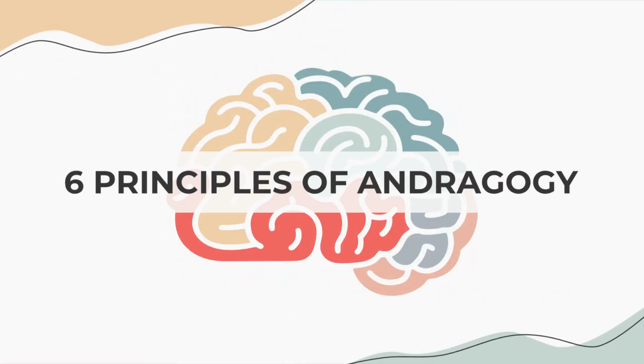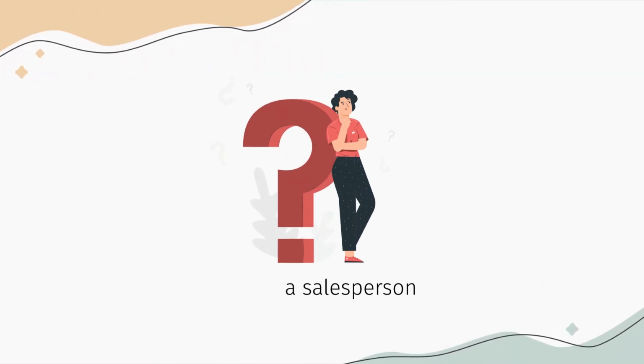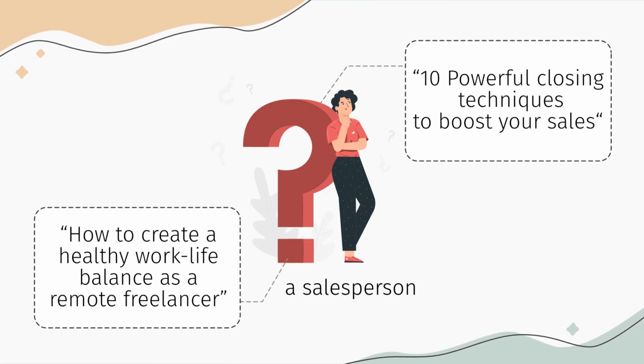Firstly, adults have a need to know why what they're learning is relevant to their goals and challenges. This is where the infamous WIFM, what's in it for me, comes in. For example, if I'm a salesperson, which of these two articles am I more likely to click on? 10 powerful closing techniques to boost your sales, or how to create a healthy work-life balance as a remote freelancer? If you chose the former, then you think like an adult.